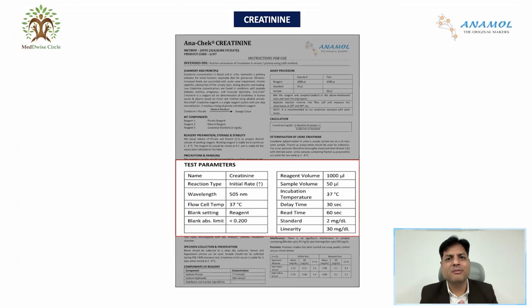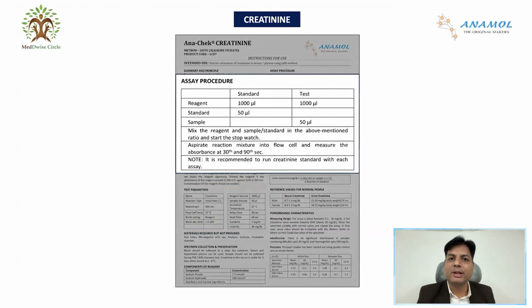Here you can see that multiple pieces of information are given, like what name you have to add in the program, what is the reaction type, what is the reaction direction, what is the wavelength, and so on and so forth. Now, when we program any semi-auto analyzer, or for that matter, whenever we program a fully auto analyzer, we have to add certain information in the software. This information is given in this particular section of the IFU. So test parameters are nothing but the set of information that needs to be added in the software to program the analyzer.